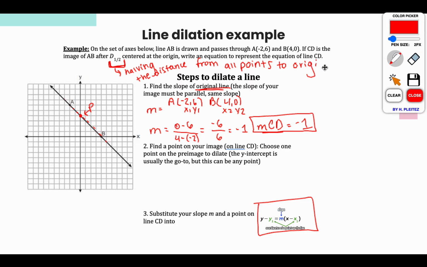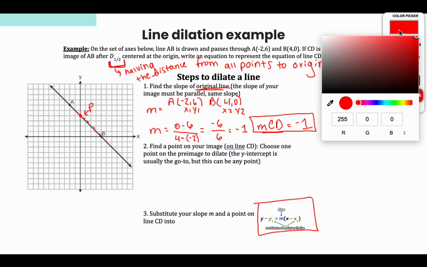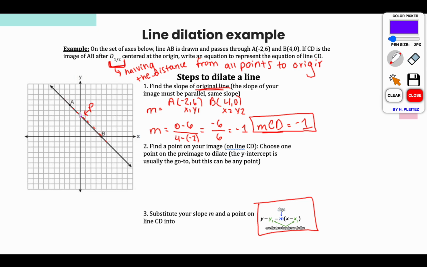So I choose the y-intercept because you only have to really count the distance in one direction, right? In this case, point P is 1, 2, 3, 4 units away from our origin, and we want to half that distance, right? So if we half that distance and only go up 2 from the origin, I know P prime, this point on here, is going to be on line CD. So P prime on line CD is the coordinate 0, 2. I know for a fact that 0, 2 is ending up on that new line.